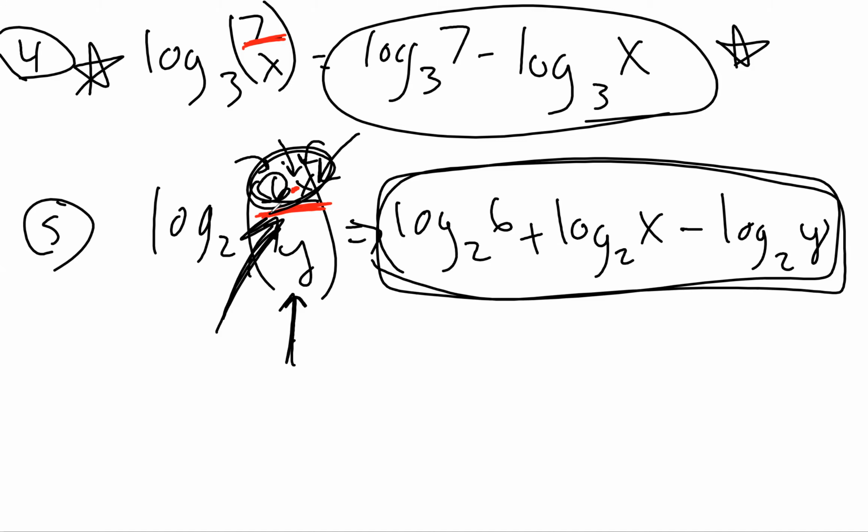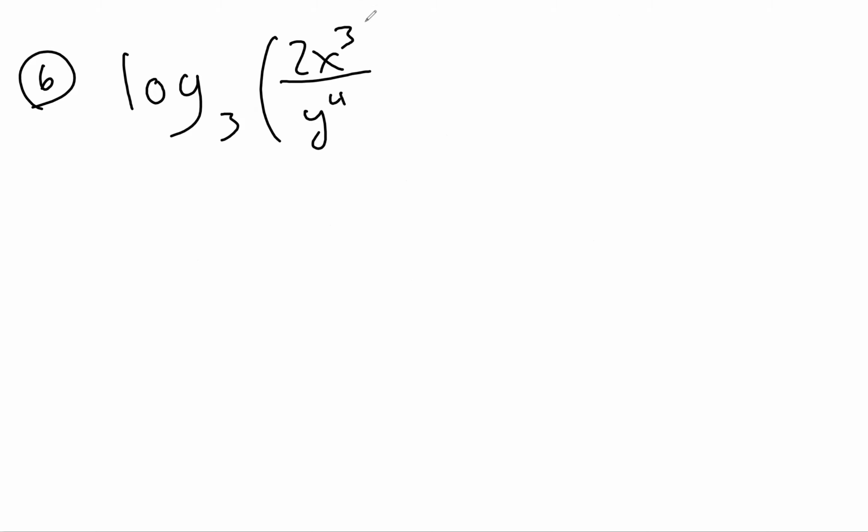So let's do, okay, I'm going to get a new page because I'm going to run out of space because I write a little too big with this thing. All right, so we have log base 3, and on the top, we're going to have 2x to the 3rd, and that's going to be divided by y to the 4th. So you can already see that we've kicked up several notches because now we have 2 things up top, and we have exponents, and so a lot's going on.